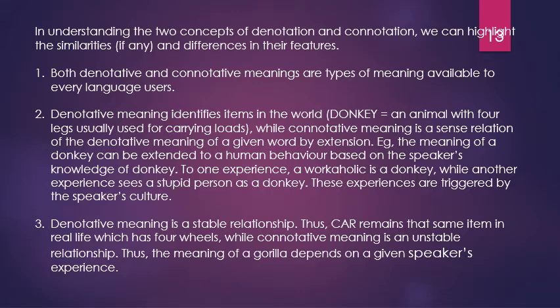In understanding the two concepts, that is denotation and connotation, we normally try to detect the similarities between the two. And while trying to detect the similarities, we're inevitably looking at their differences also, that is the different features that each of them have. So one is that both denotative and connotative meanings are types of meanings available to every language user. And secondly, denotative meaning identifies items in the world.